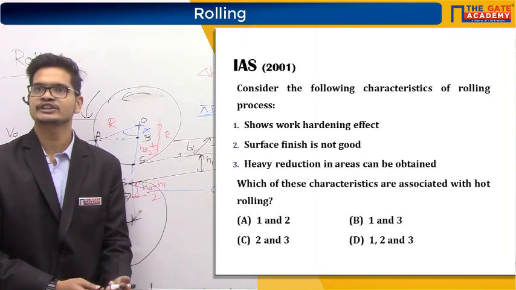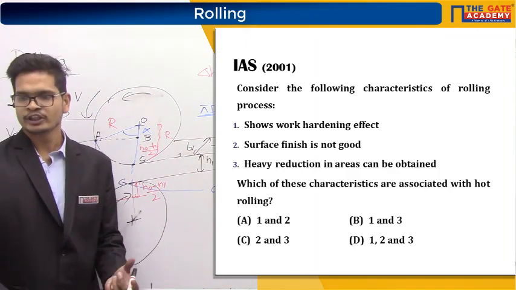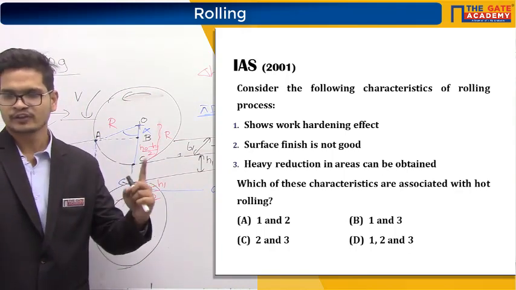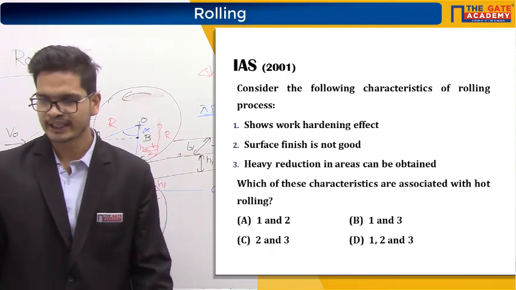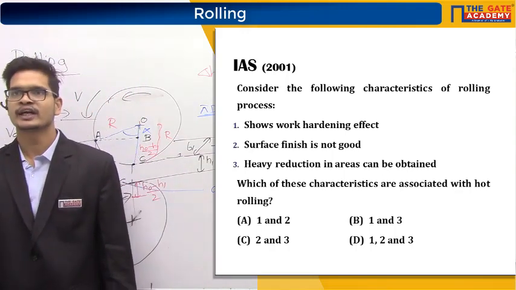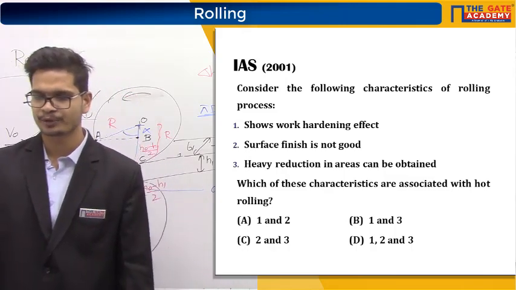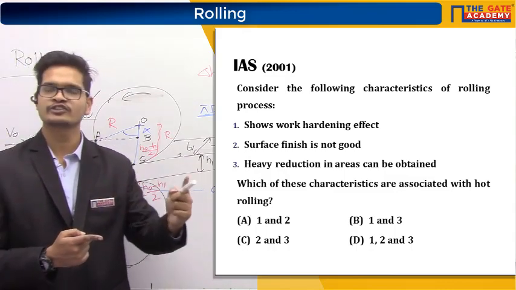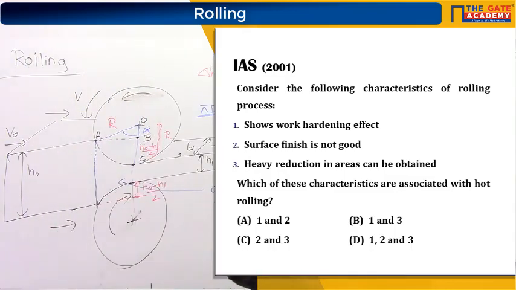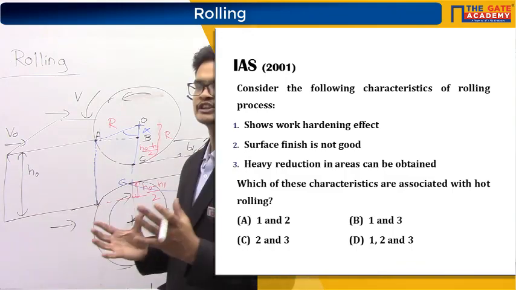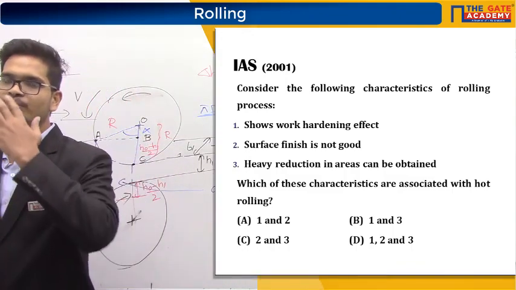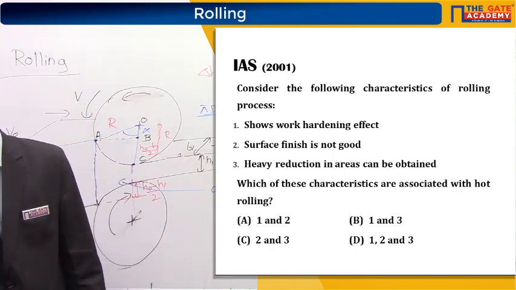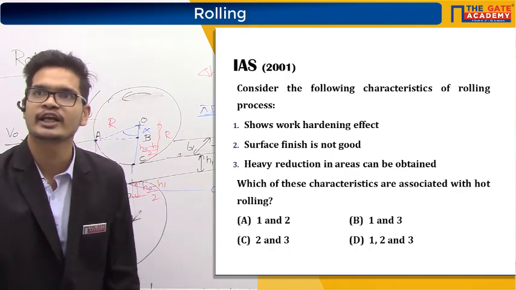Consider the following characteristics of rolling process. Which of these characteristics are associated with hot rolling? First is shows work hardening. Second is surface finish is not good. Third is heavy reduction in areas can be obtained. Which one are the right answers? Yes, Rahul, option C is the right answer. Surface finish will not be good because it is hot working. And since it is hot working, the strength will be less, so you can obtain more reductions. So heavy reduction in area can be obtained. Hence statement 3 is also the right option.